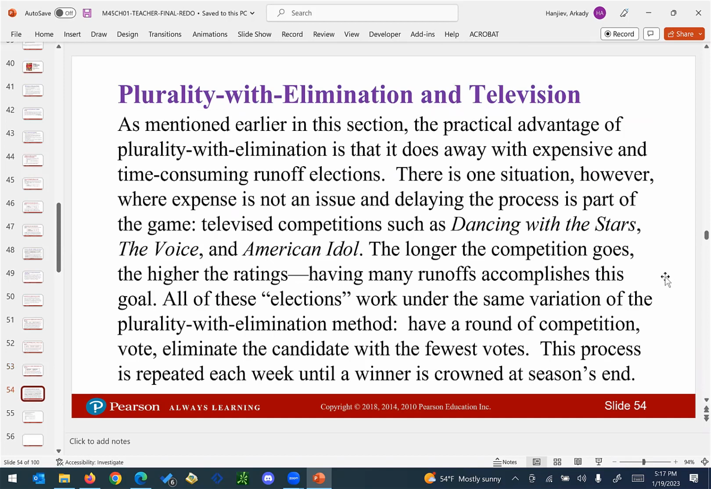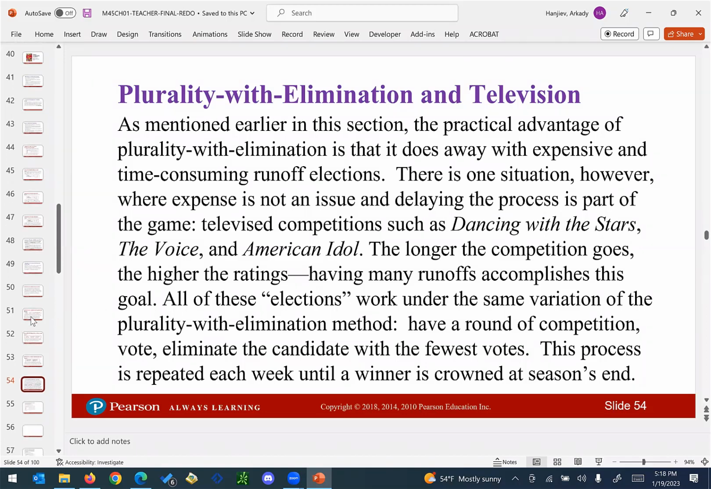So mostly the reason is because you don't have to have runoff elections. It's just one situation, it happens, and the rest is computed underneath there. There is one situation, however, where expense is not an issue and delaying the process is part of the game. So televised competitions such as Dancing with the Stars, Voice, American Idol, the longer the competition goes, the higher the ratings. So what happens here is they vote, and the least person gets taken off the show, right? And then you have the next week's crowd winner, right? So instead of just crowning a plurality right at the beginning, it's repeated week after week after week until you finally get a winner.